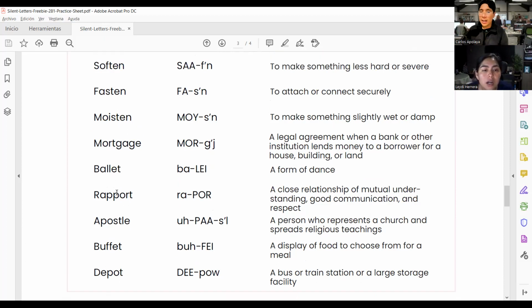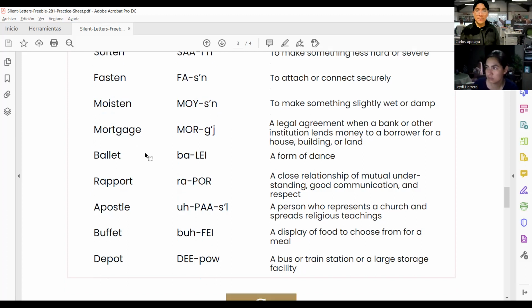Then we have rapport. Rapport is a close relationship or mutual understanding, good communication and respect. You build rapport, and this is a good word for human resources. When you work with someone, you want to build rapport. Construir. Cuando quieres construir una buena relación de trabajo con alguna persona, you build rapport.